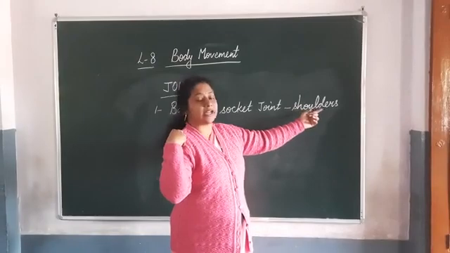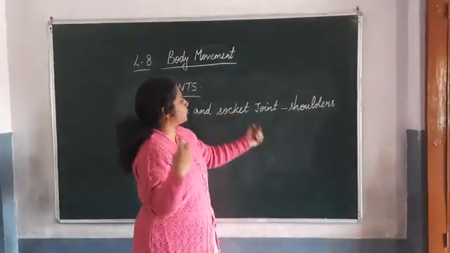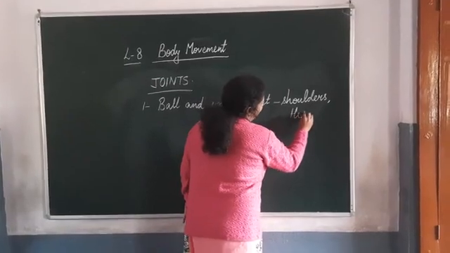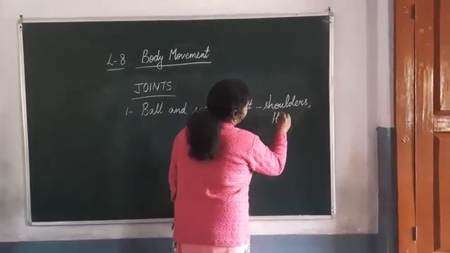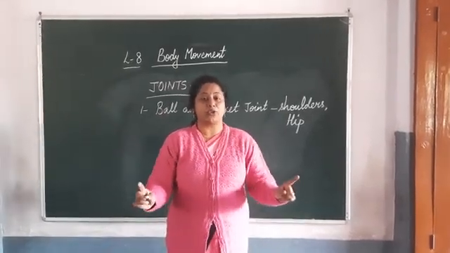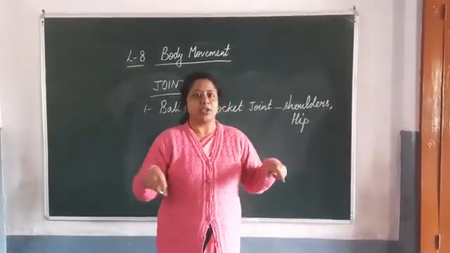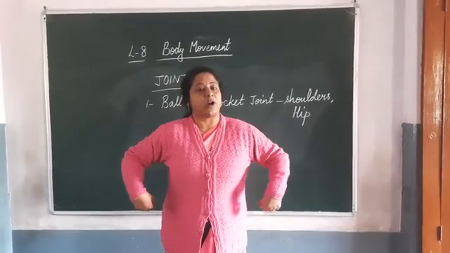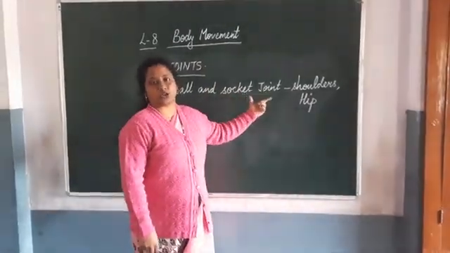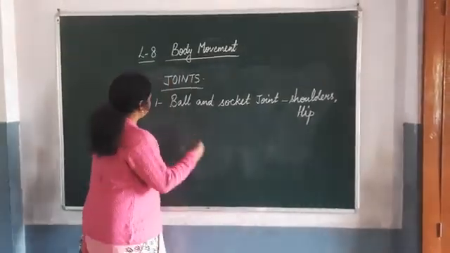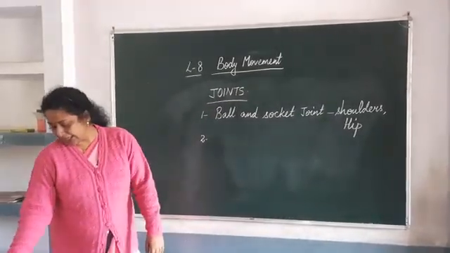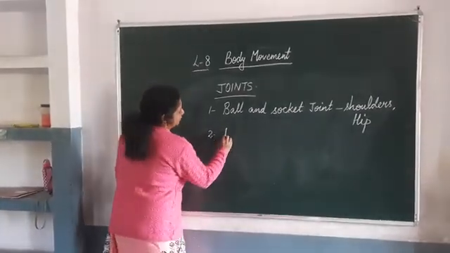Okay. And another example where the ball and socket joint is present is the hip. You all must have done dancing. Children, you all dance, isn't it? When you dance, your teacher must have told you to move your hips around. We move our hips around, so our hips are moving because of this ball and socket joint. Clear?